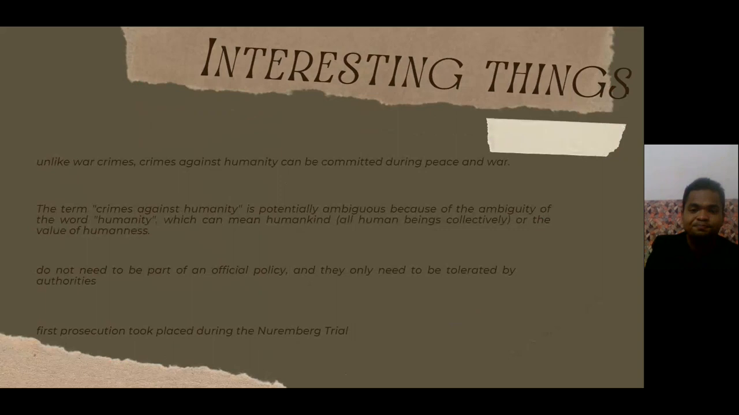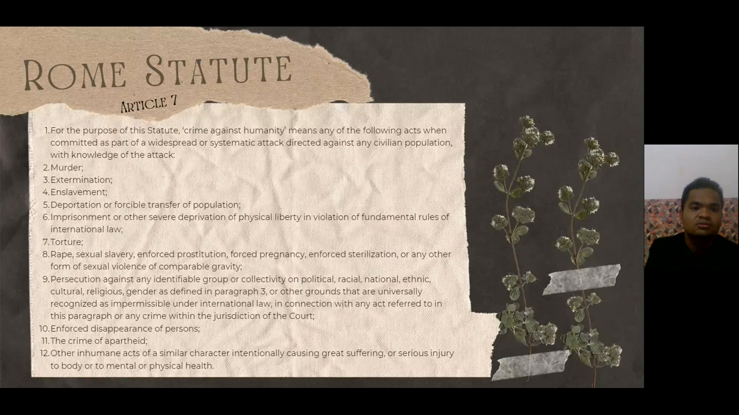Okay. For the Rome Statute, crimes against humanity are in Article 7 of the Rome Statute. Article 7.1, for the purpose of the statute, crimes against humanity means any of the following acts when committed as part of a widespread or systematic attack directed against any civilian population, with knowledge of the attack: murder, extermination, enslavement, deportation or forcible transfer of population, imprisonment or other severe deprivation of physical liberty in violation of fundamental rules of international law, torture, rape, sexual slavery, enforced prostitution, forced pregnancy, enforced sterilization, or any other form of sexual violence of comparable gravity.